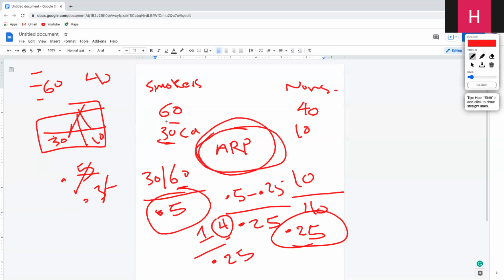So first, calculate the individual risk, if they didn't give it to you already in the question. Second, you will do the equation, and you have to know what the equation is. So the equation is big minus small divided by big.